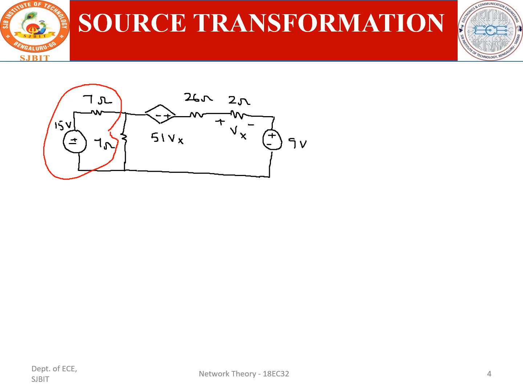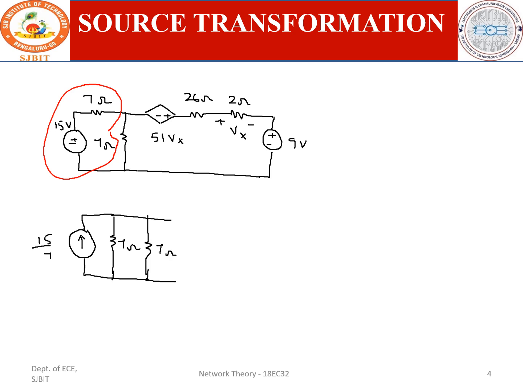After converting to the current source, I is equal to V by R. V is 15 volts and R is 7 ohms. Therefore, that is 15 by 7 amps. And this 7 ohm comes in parallel, sorry, not in series. The other 7 ohm is written as it is.